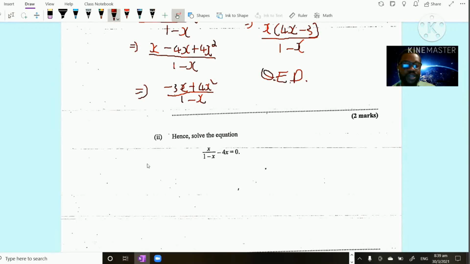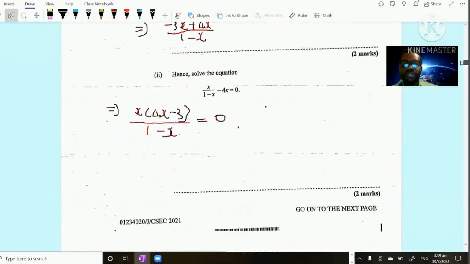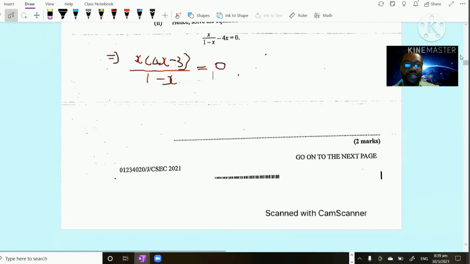All right, so I'm going to say that this implies the same thing as saying x into 4x minus 3 all over 1 minus x equal to 0. Now, what is the first step in solving an equation like this? We must always remember that whenever we have denominators, it becomes very awkward to solve the equation, which means the first thing I want to do is to get rid of my denominator. What is my denominator doing? It's dividing. So to get rid of it, I have to reverse the process by multiplying by my denominator.